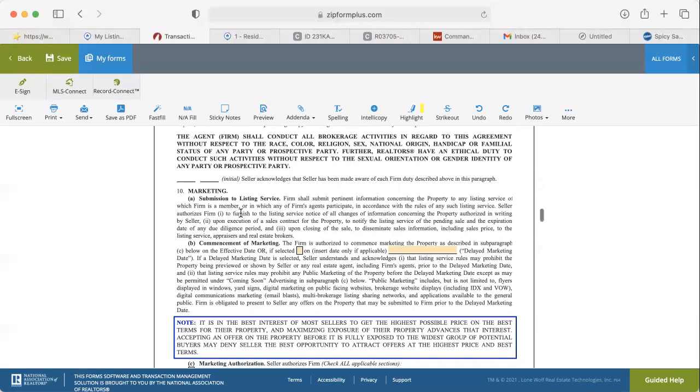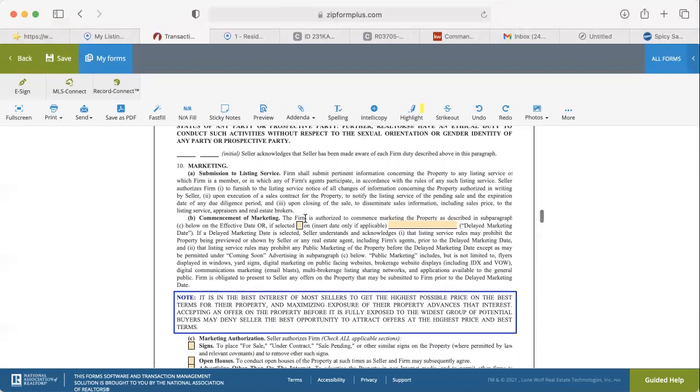Number 10, marketing. So this says I will submit pertinent information of the property to the listing service that I'm a member of. B talks about commencement of marketing. So when are we going to start marketing this property? I have a couple choices. As soon as we sign this listing agreement, I can start marketing the property. That means I'm not delaying my marketing. I'm starting the marketing right now. And we're going to start showing it right now.